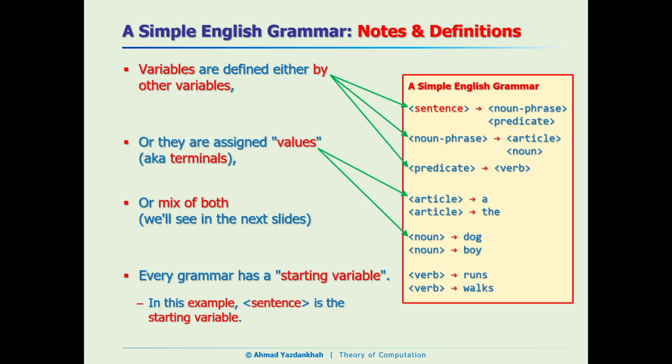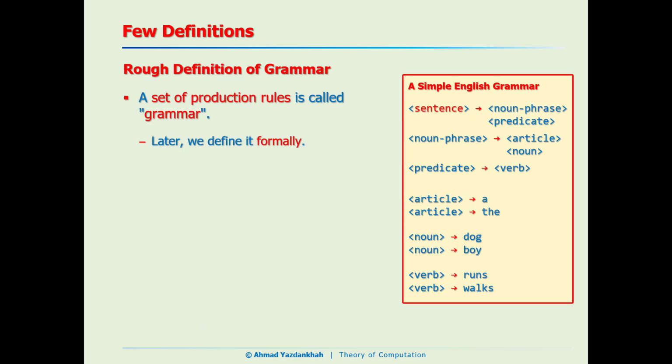And what else? Every grammar has a starting variable, and here our starting variable is sentence. Up to here, we are a little bit familiar with the grammar's terminology, but we still need more knowledge. Now, roughly, we can define a grammar as a set of production rules. Later, we will define it formally as usual, but for now, let's say that grammar is nothing except a set of production rules.